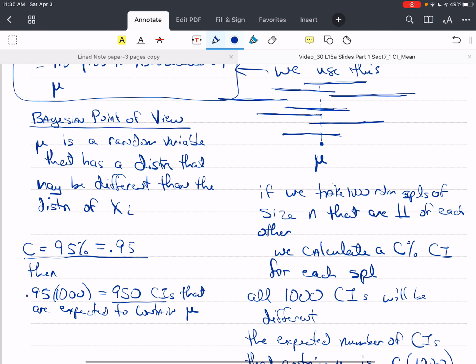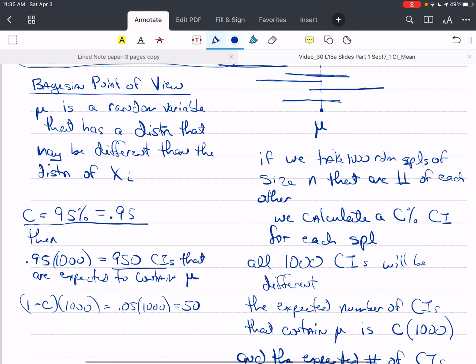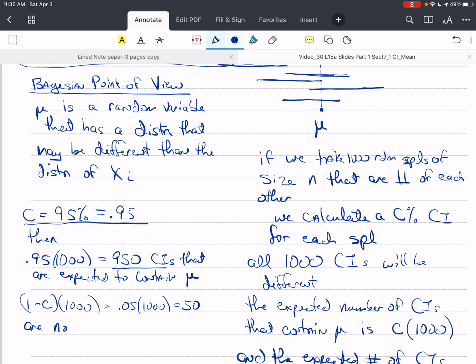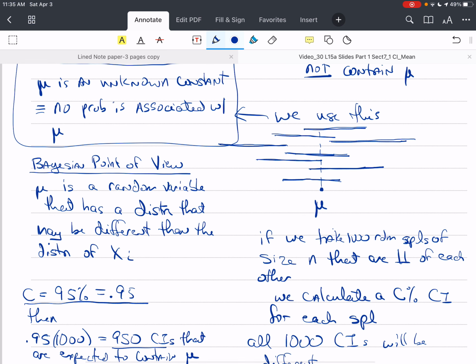So we expect 950 of these confidence intervals out of 1,000 to contain mu, and 1 minus C times 1,000, which is equal to 0.05 times 1,000, which is equal to 50, are not expected to contain mu. So when we calculate a confidence interval, we have no idea if mu is actually in there, but we are 95% confident that the interval contains mu. Now mu is staying the same, it's constant here. What is changing are the CIs.